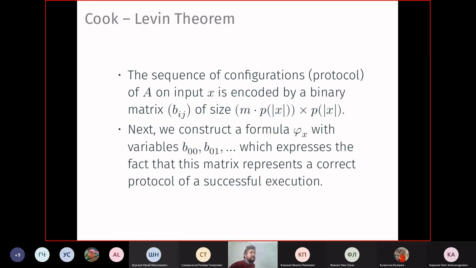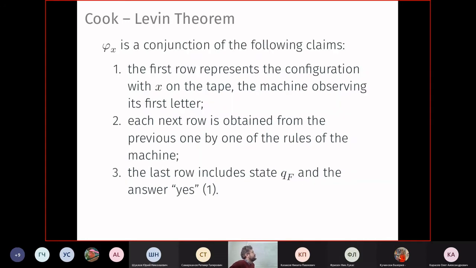And now we construct a Boolean formula which expresses the fact that this is a correct protocol of a successful execution. We will not, of course, write this formula explicitly. We did it already for the recording, it's enough. But nevertheless, we shall just show it with the conjunction of the following claims. So the first row represents the configuration with X as the input data. Each next row is obtained from the previous one by the rules.